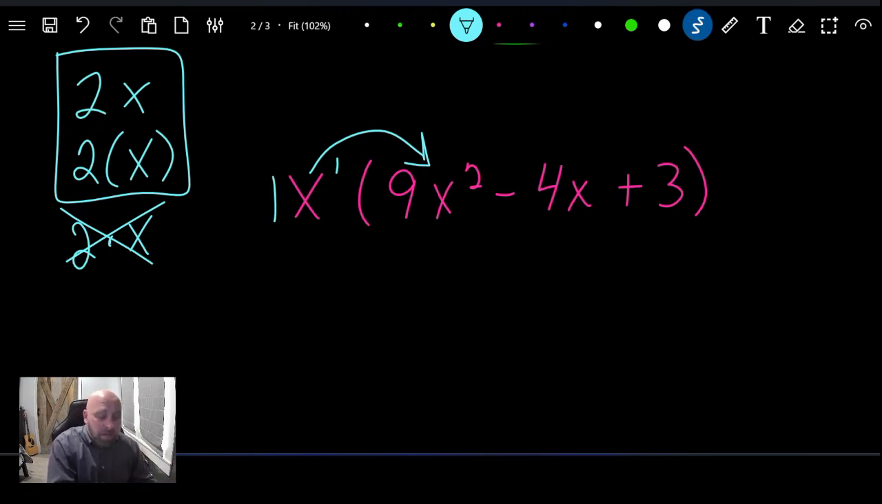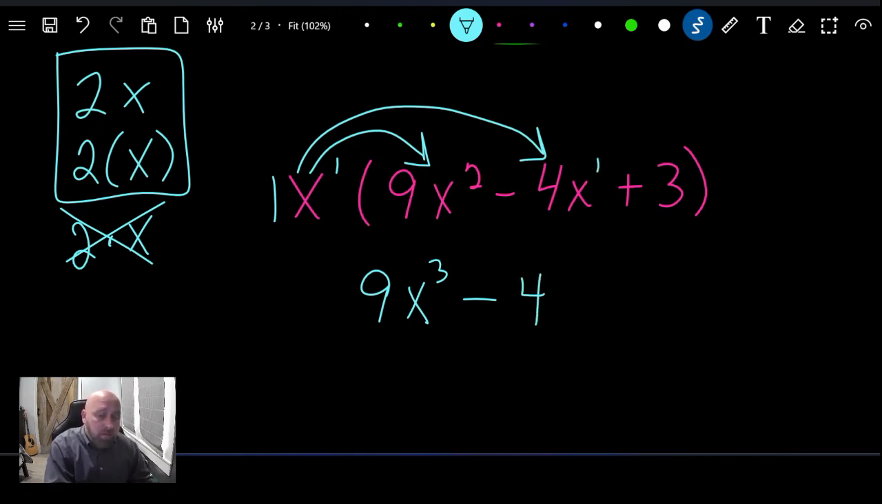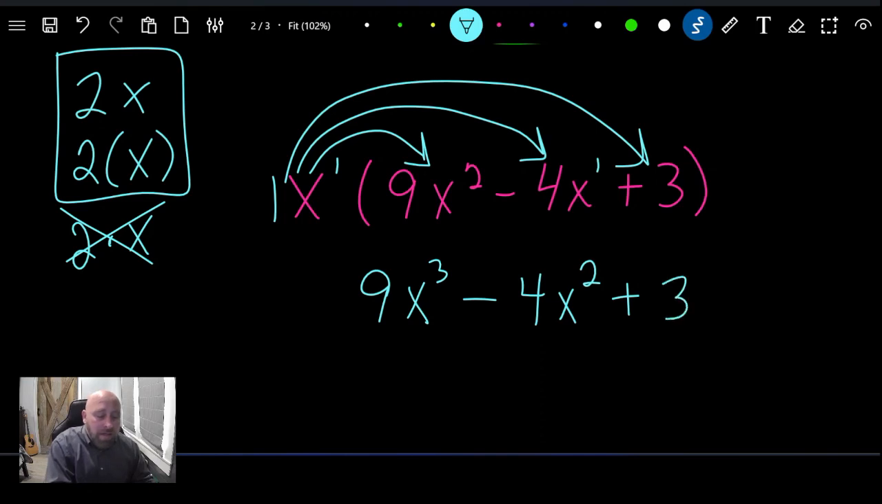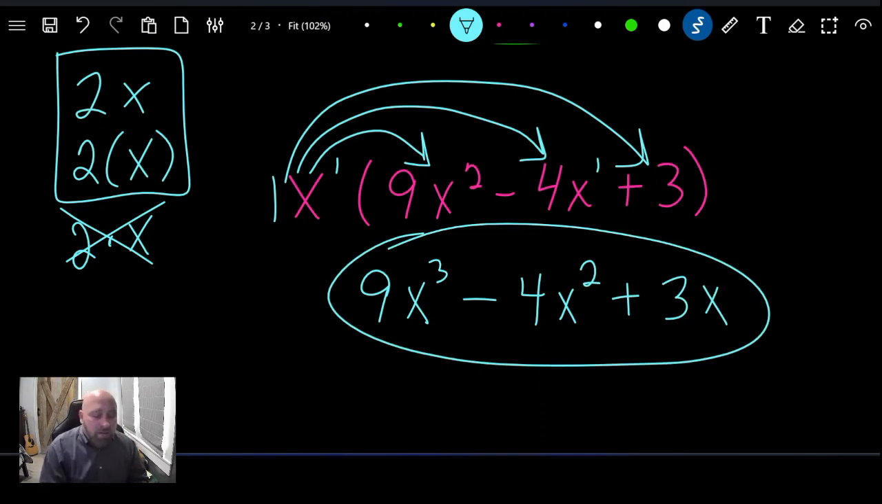So what is 1 times 9? It's 9. What is x to the first times x squared? We add, so we get x cubed. We take the minus sign, we'll just bring that down. Now we distribute here. 1 times 4, 4. X to the first times x to the first, we just add that and we would get x squared. And then we take this and we distribute it to the 3. We'll just add the plus sign there. 1 times 3 is 3. X times nothing is x. There is your new answer: 9x cubed minus 4x squared plus 3x.